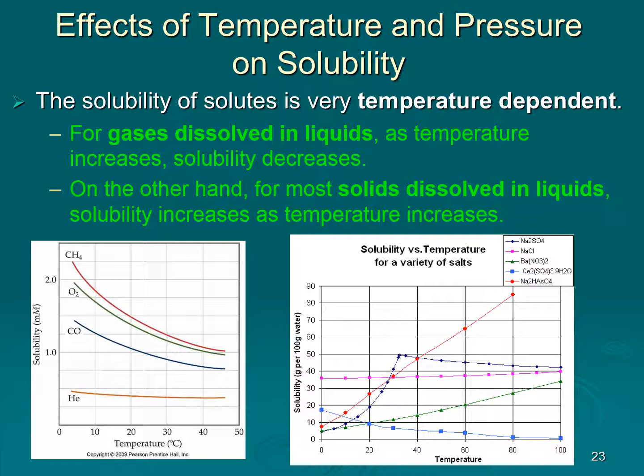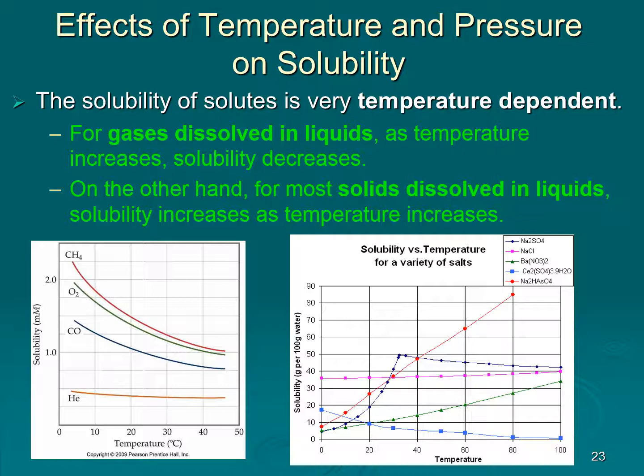So if you look at, for example, NaCl, the pinkish purple line, solubility increases as temperature increases. They don't have sugar on here, but we know sugar generally increases as temperature increases. You can see there's a few that don't follow that rule.